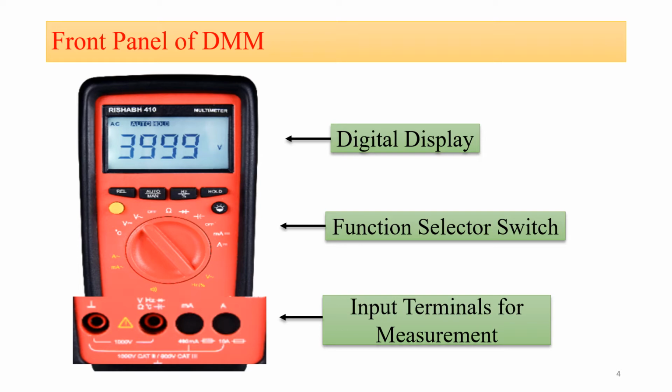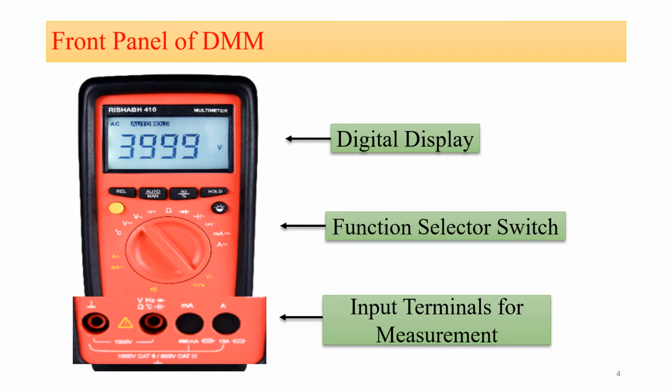Then the third part is the milliampere, means if we want to measure the current which is in milliampere, then we can use this input terminal. Similarly the last input terminal is ampere, means if we are going to measure the current which is in ampere, then we can use this input terminal.